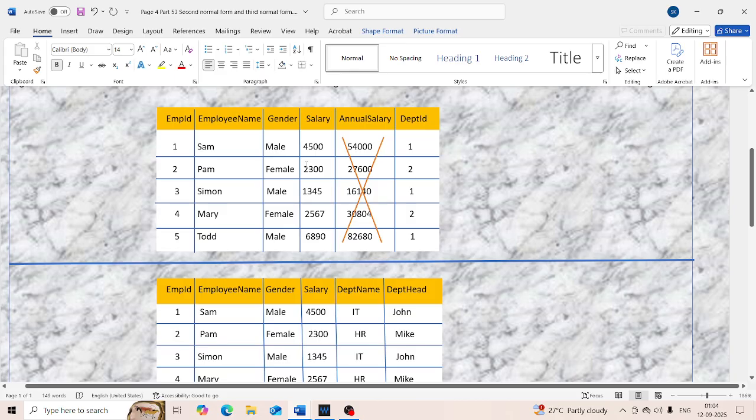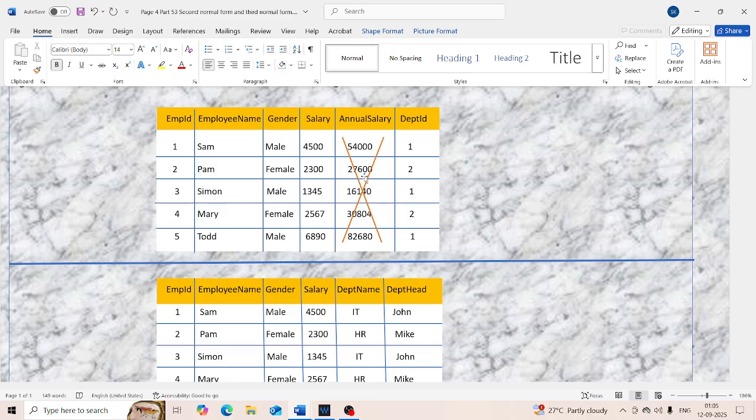Okay. And then if you look at this, is there any need to save this annual salary at all? There is no need. It is a computed column. On the fly, if you write a query, you can actually compute the annual salary of an employee. So we don't have to store those columns.